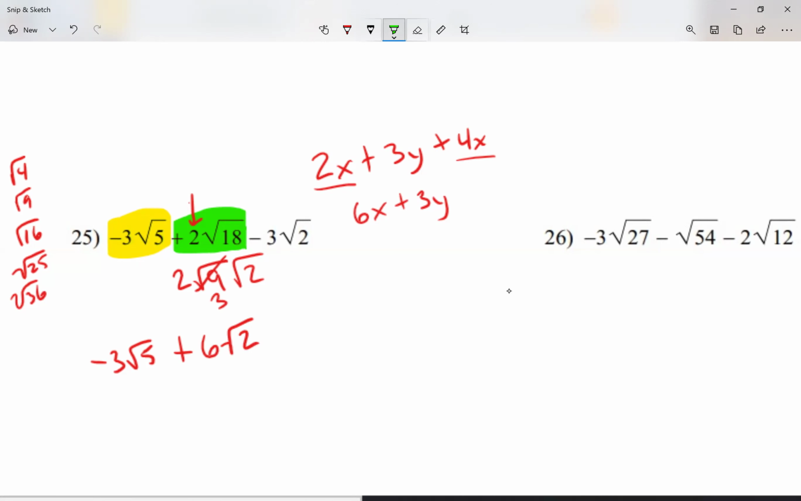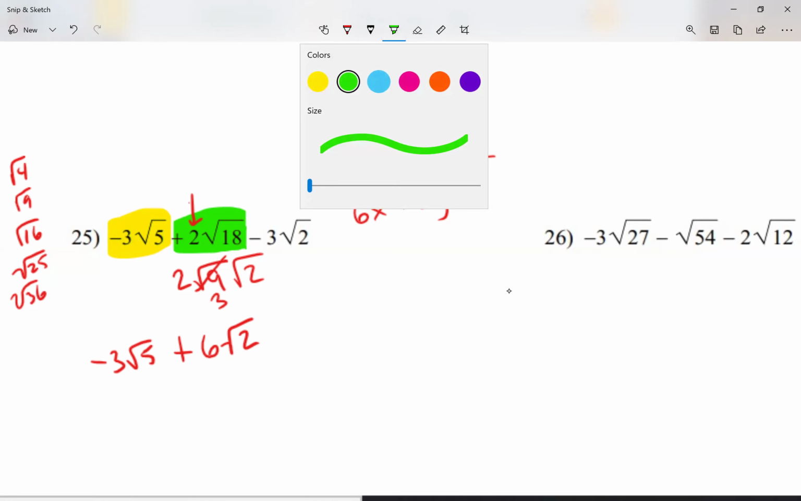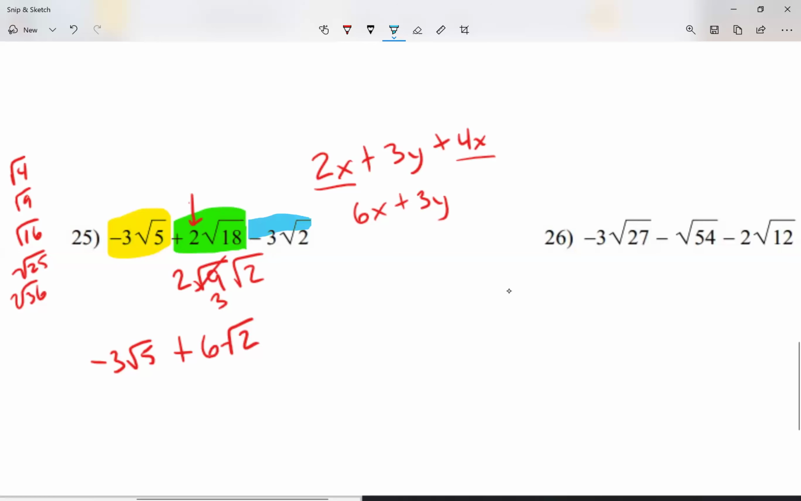And then lastly, let me take a look at my last term. This one, I cannot simplify, so let me just copy it right now. Oops, let me change to pen. -3 radical 2. So notice I simplified my radicals. Then combine your like terms. Combine those that do have the same radical.